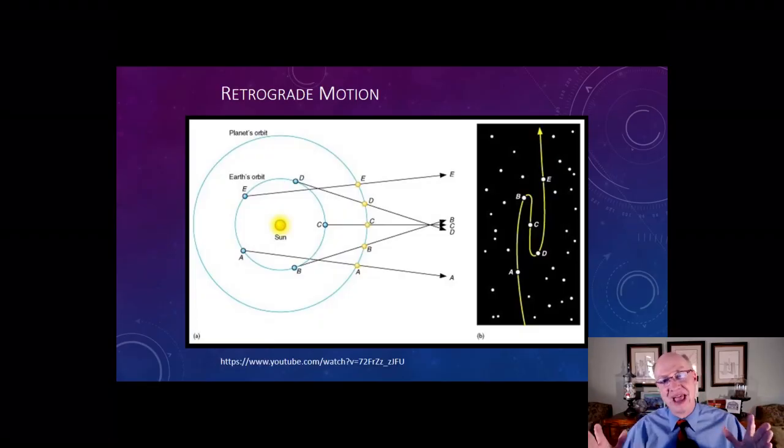It didn't require putting the Earth off center. It didn't require this equant. It didn't require the epicycle at all. It just put the Earth in orbit around the sun. But here's the thing. When Copernicus used his model to calculate the positions of the planets in the sky, he could do no better a job than Ptolemy could do. His model was no more accurate than Ptolemy's model.